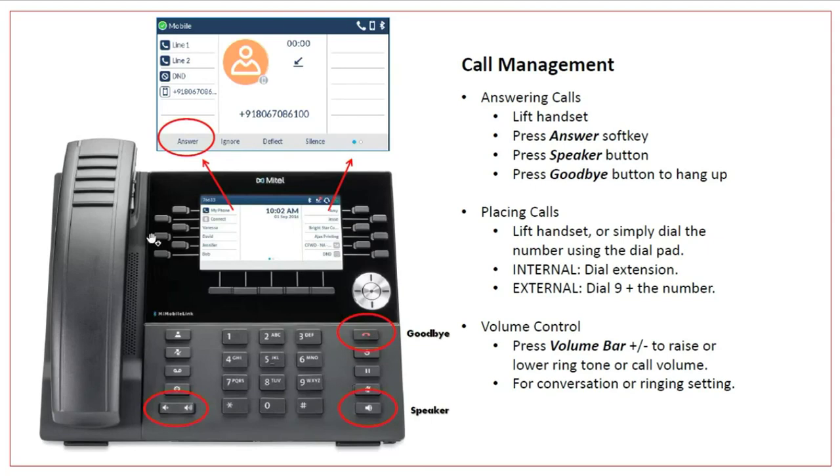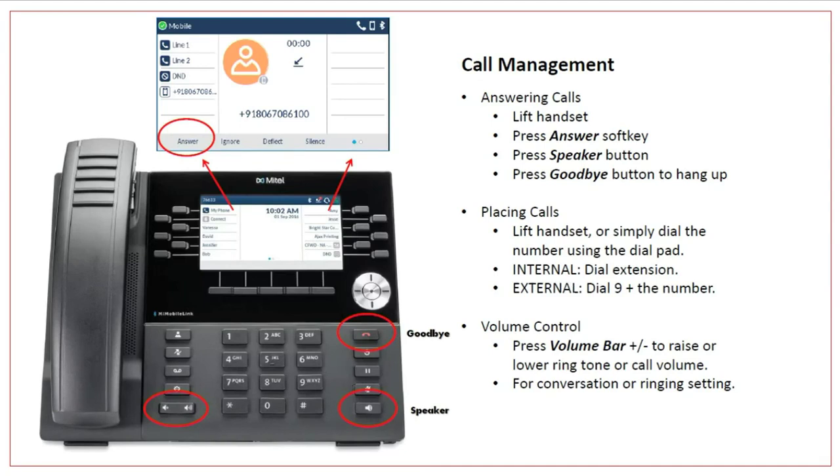When I'm done with the call, of course, I can just replace the handset in the cradle, or I could hit the goodbye key if I want to dial another number. To dial numbers, you can begin to dial immediately on the dial pad, or you can lift the handset. Internal numbers, simply dial the extension to reach them.